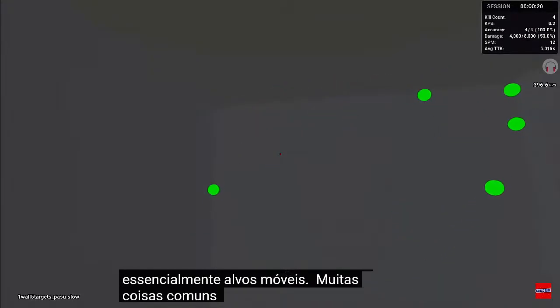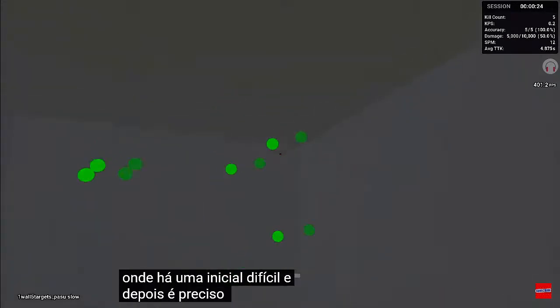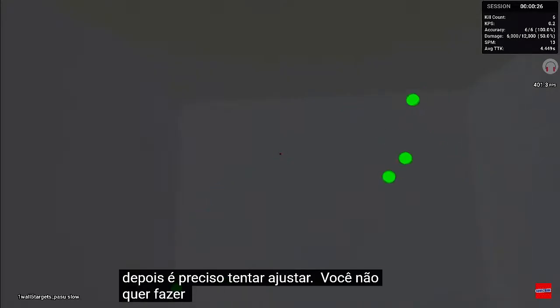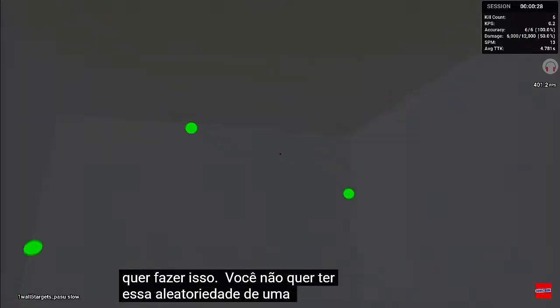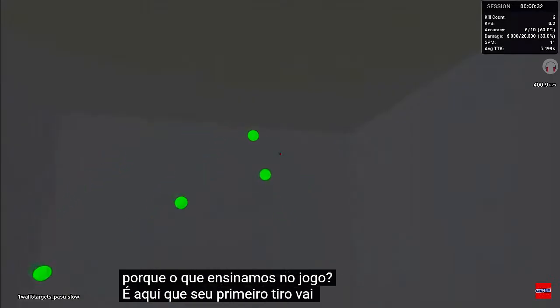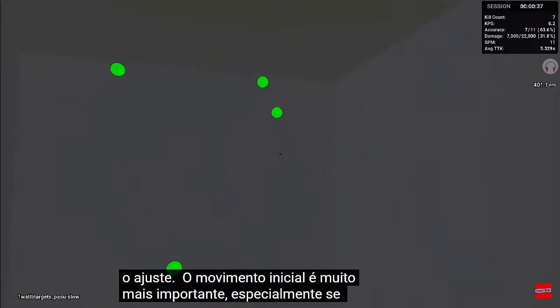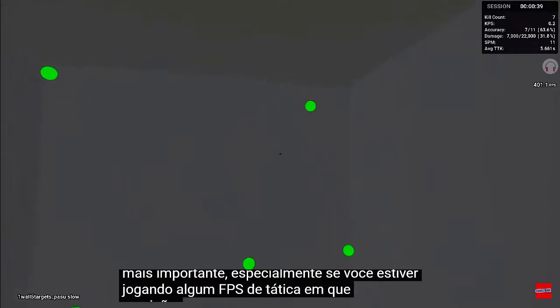Many common things I see here are similar to static, where they'll have a hard initial and then try to adjust after that. You don't want to do that. You don't want to have that randomness of a hard initial, because what do we teach? In game, this is where your first shot will land, not the adjustment. The initial flick is far more important, especially if you're playing some tac FPS game where accuracy is required.